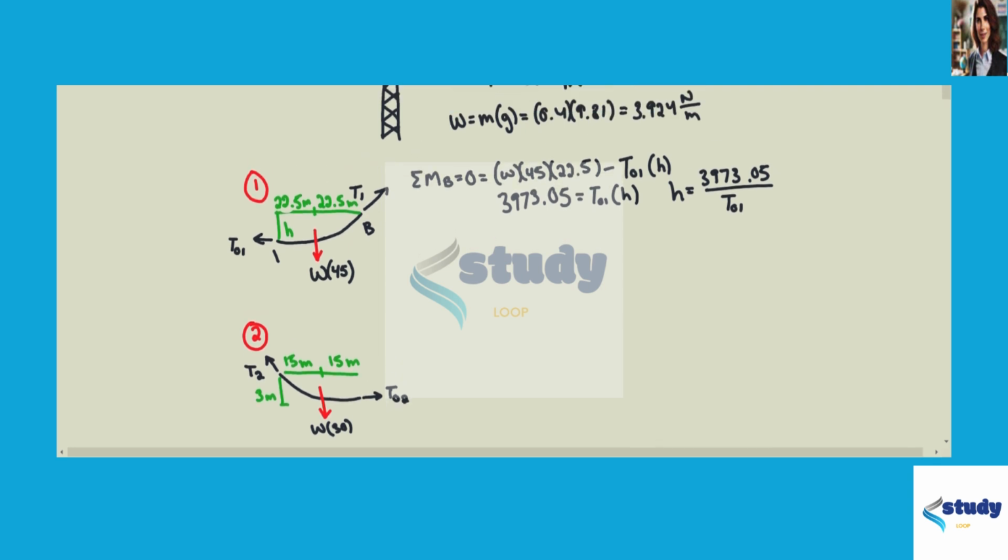Also, as a side note, because there are no external forces other than the forces exerted by the cables, T1 in the x direction and T2 in the x direction are equal to each other, and T01 equals T02, which we'll just call T.